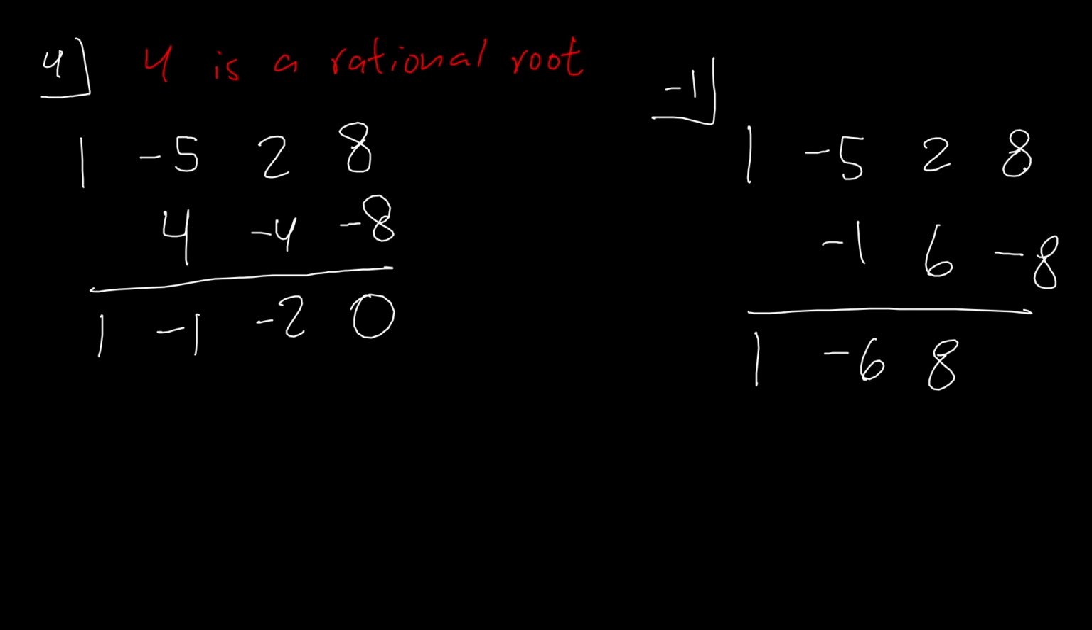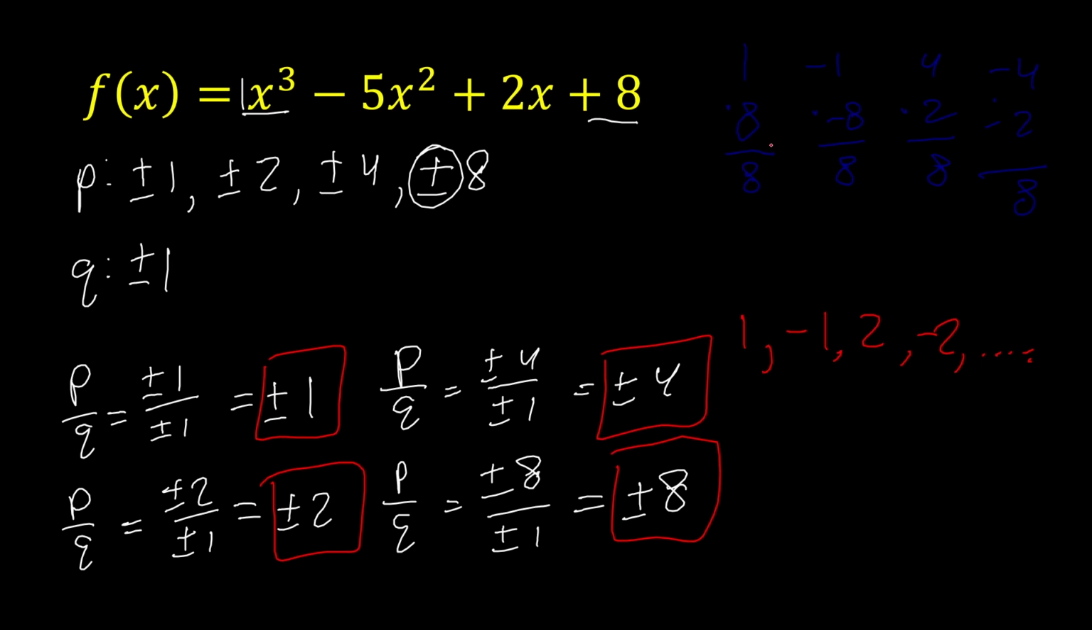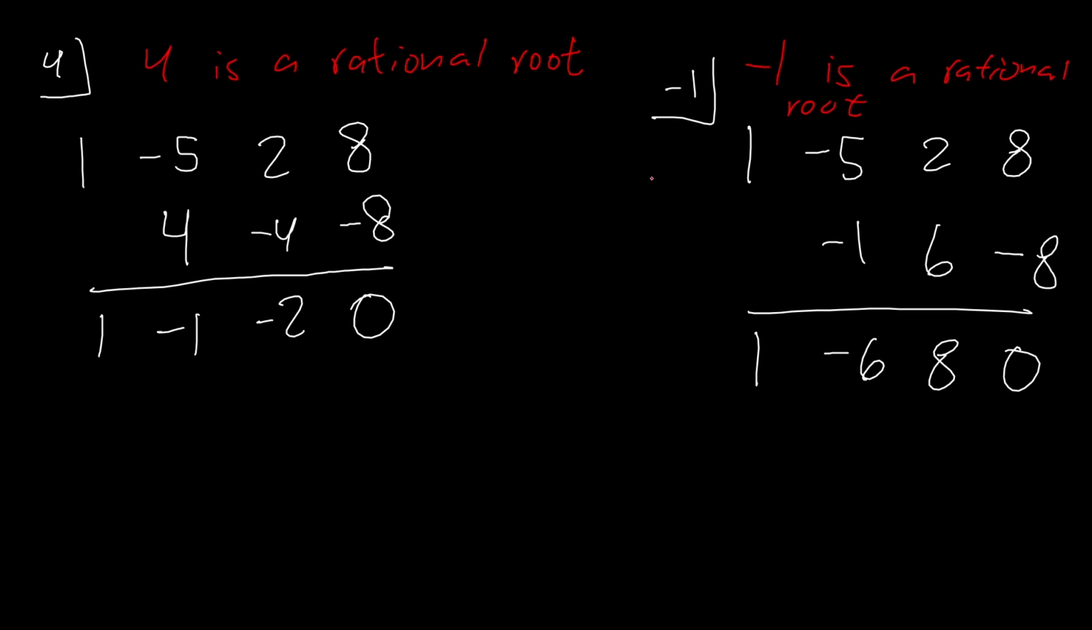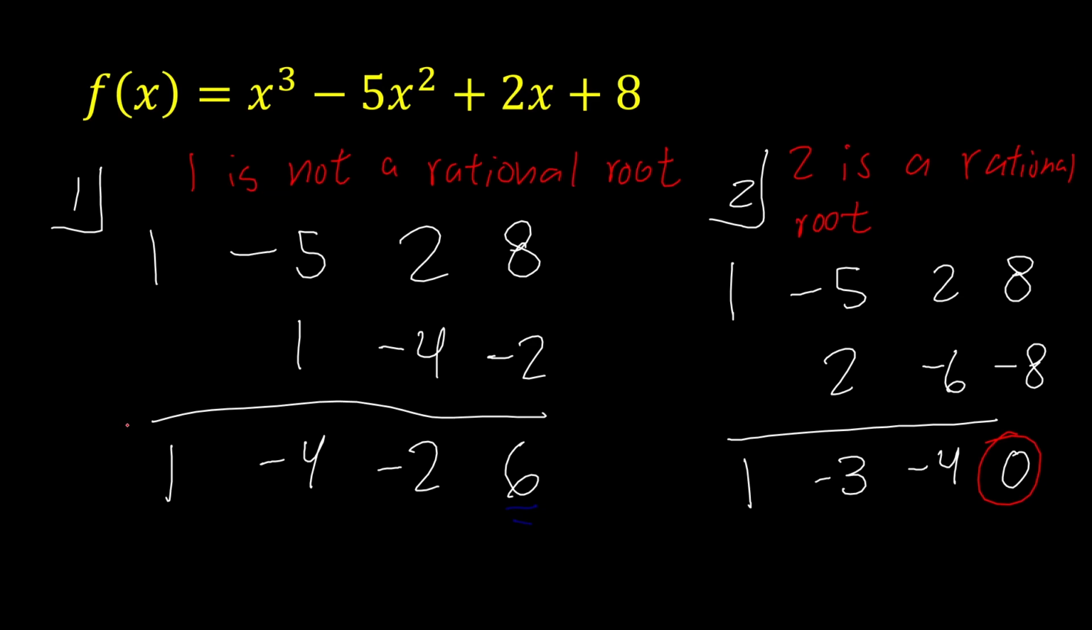As you can see here, 8 minus 8 is equal to 0, and for negative 1, this doesn't have a remainder. So negative 1 is a rational root of this polynomial function. And remember that this polynomial function has only one possible negative root. So without the Descartes rule of signs, we would have been wasting a lot of time in here. Now, we just have to write our final answer.